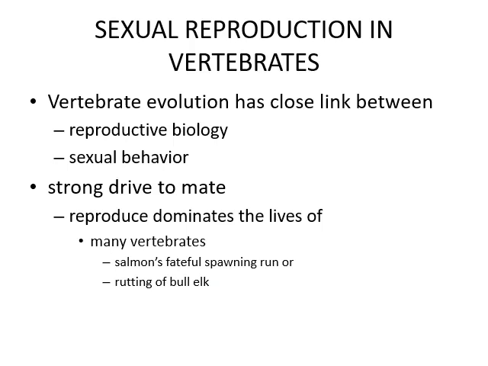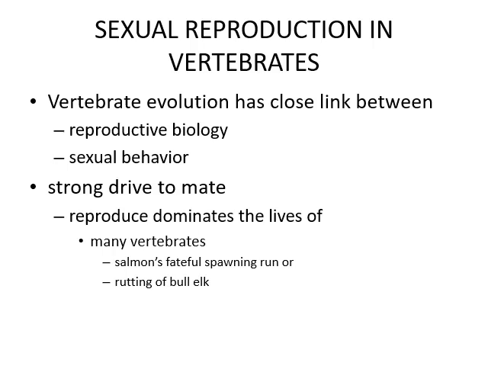Sexual reproduction in vertebrates. Vertebrate evolution has a close link between reproductive biology and sexual behavior. So when you see sexual reproduction, there will be sexual behavior that may be dancing, fighting, beauty displays, singing, many things. That is a strong drive to mate.